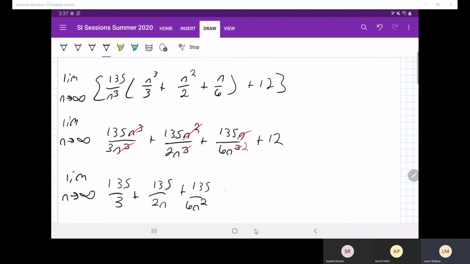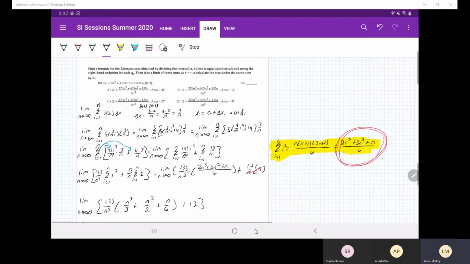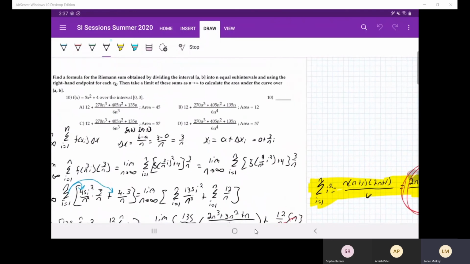and when you take the limit, those go to 0. And it equals 135 over 3 plus 12, which is 135 over 3, divisible by 3, 57. Y'all can still see my screen, right? Wow, it took up the whole page. So we know it's not either of these two.